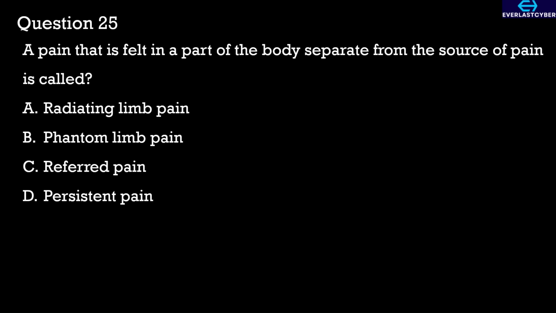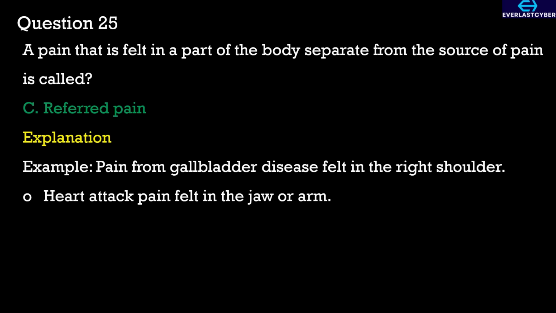Radiating pain spreads out from a central point, but it is continuous with the source, so that is not our answer. Phantom pain is a pain that is felt in a limb that has been amputated, so that is not our answer. Referred pain is a pain that is felt in an area that is distant from its source. That is our answer. So the answer here is option C, referred pain. Persistent pain means it is chronic and ongoing. It doesn't speak about location.